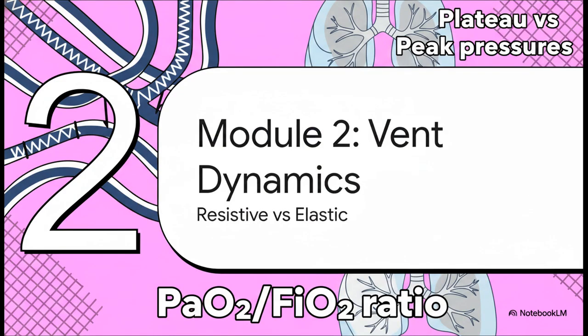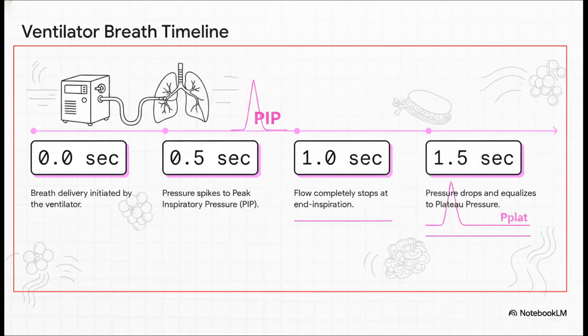Moving right along to Module 2, Ventilator Dynamics, Resistive versus Elastic Failure. In this module, we have to accurately separate airway caliber friction, which is just a tube issue, from alveolar parenchymal compliance, which is a lung tissue issue. Check out this chronology map. It perfectly illustrates the mechanical sequence of a breath, showing you exactly when these vital diagnostic pressure readings are generated in real time. At 0 seconds, the breath kicks off, forcing air through the endotracheal tube.